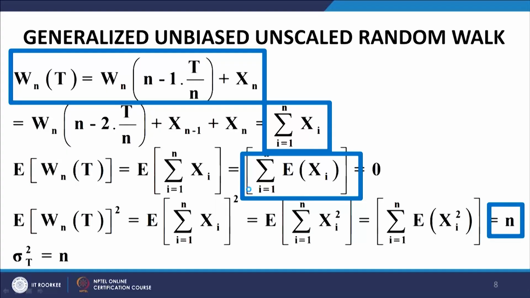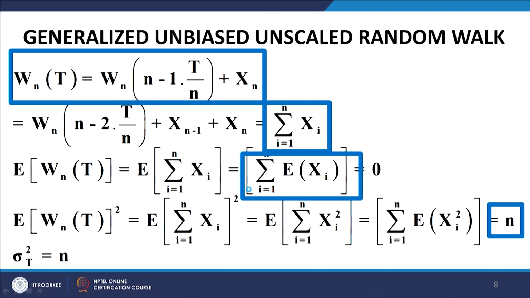In other words, we get the recursive relation W_n(T) is equal to W_{n-1}(T) plus, because each time step is of length T upon n, and of course, in terms of variable it is plus 1 or minus 1 always. So, it becomes plus whatever jump it makes in the nth step, which is x_n, where x_n is again, I repeat, a binary random variable which takes the values plus 1 and minus 1 with equal probabilities. So, now you can continue this iteratively and you get this expression which is shown in the second box.